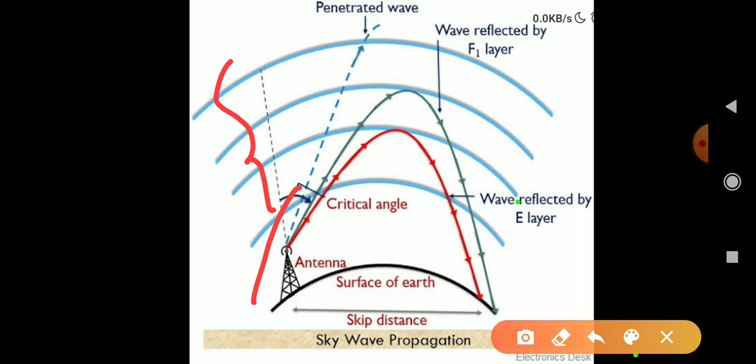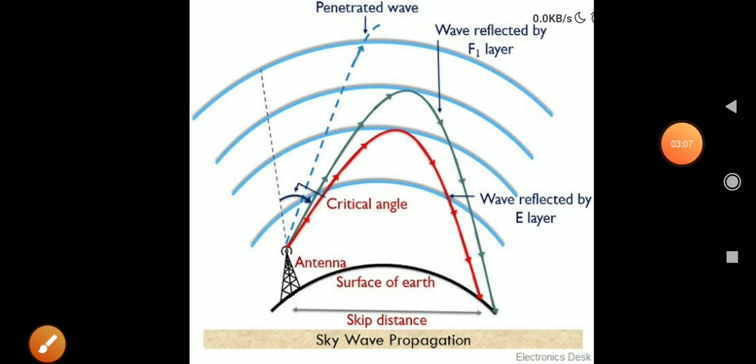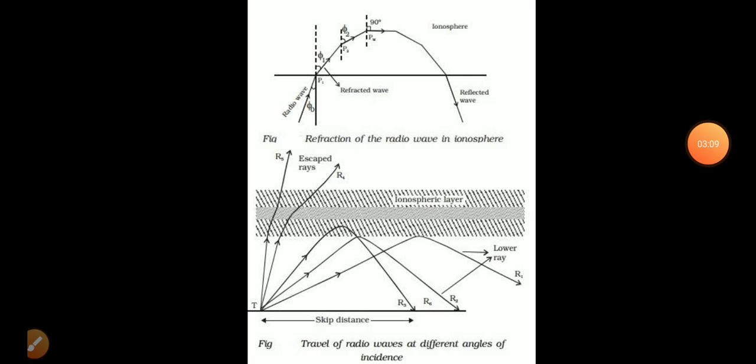And as we move from denser to rarer medium, we find that the radio wave is moving away from the normal. And this is what Snell's law states. For more understanding, I am sharing the second image.